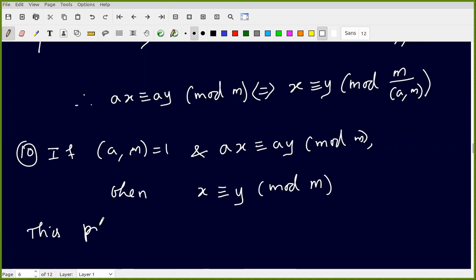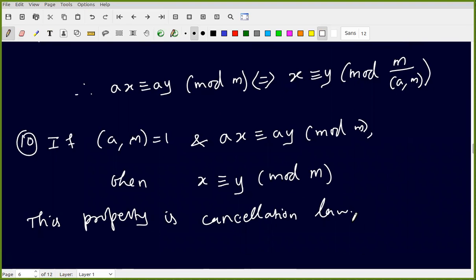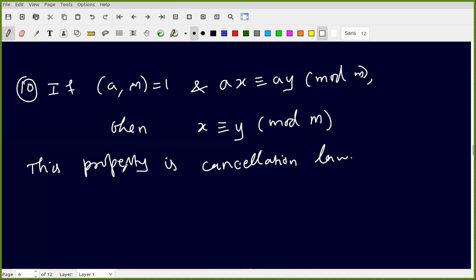We have cancelled a number from the relation AX congruent to AY. In order to cancel a number, it must be relatively prime to M. So if you want to cancel a number A from both sides of the congruence, the number must be relatively prime to M. That is the important property. With this, we will stop this lecture.